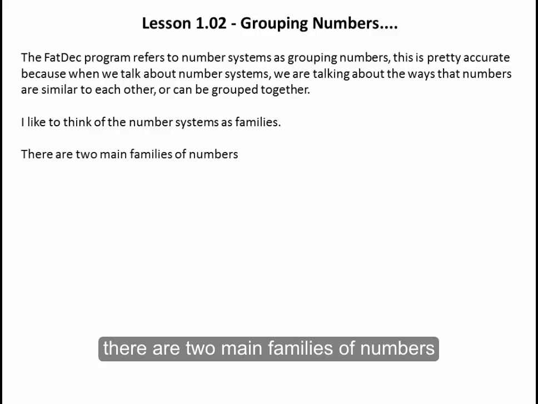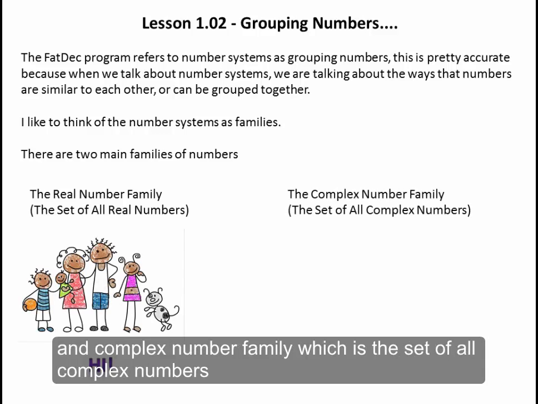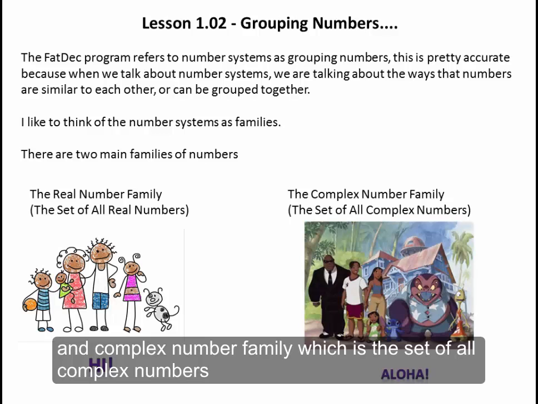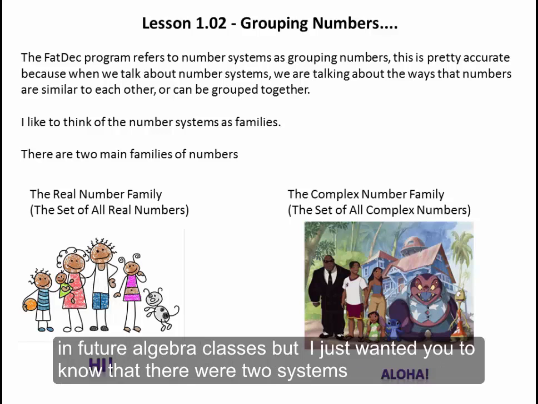There are two main families of numbers. The real number family, which is the set of all real numbers, and the complex number family, which is the set of all complex numbers. Now, we're only going to be dealing with real numbers in Algebra 1. Complex numbers will come up in future algebra classes, but I just wanted you to know that there were two systems.